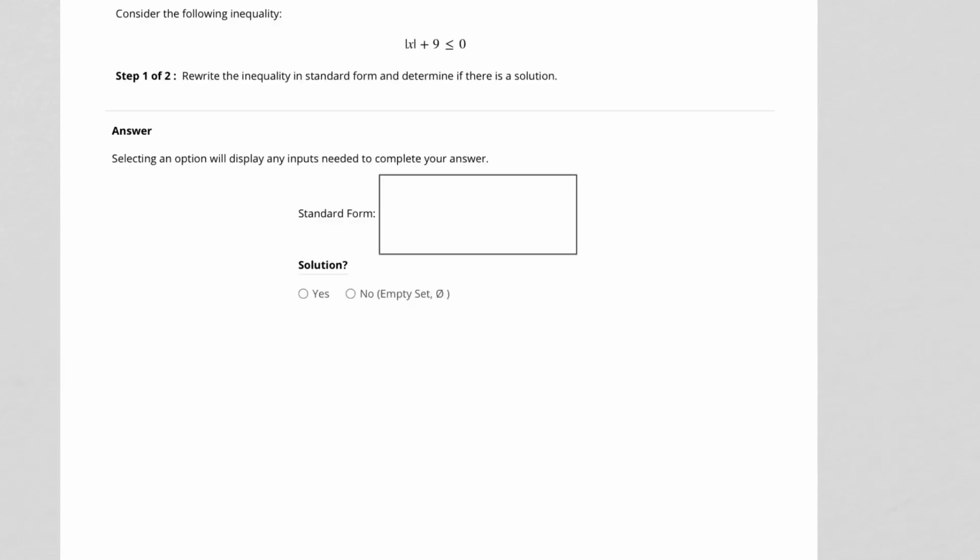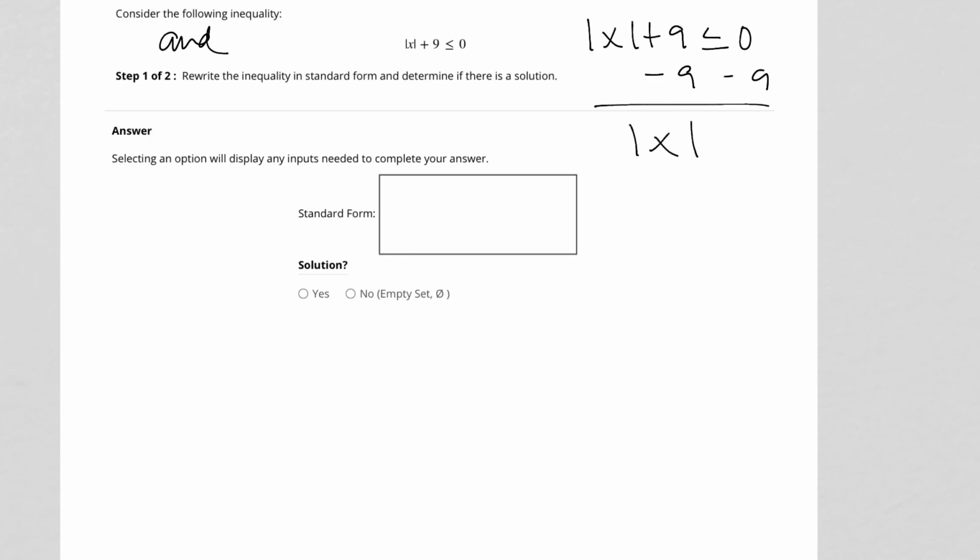The next question, consider the following inequality. The absolute value of x plus 9 less than or equal to 0. So less than means and. We're going to rewrite the inequality in standard form and determine if there is a solution. It is not in standard form, so I need to rewrite it, which means I'm subtracting 9 from both sides. The absolute value of x is less than or equal to a negative 9.